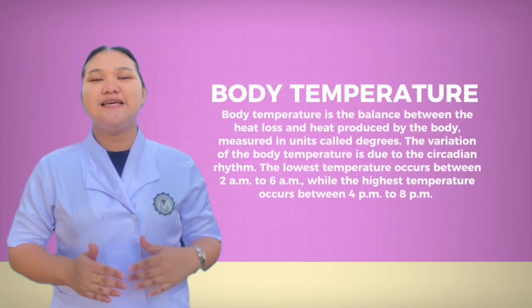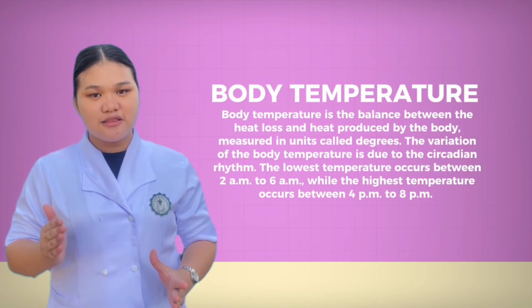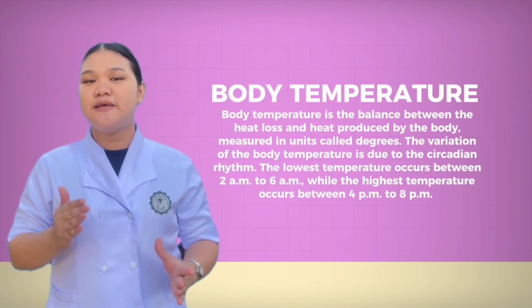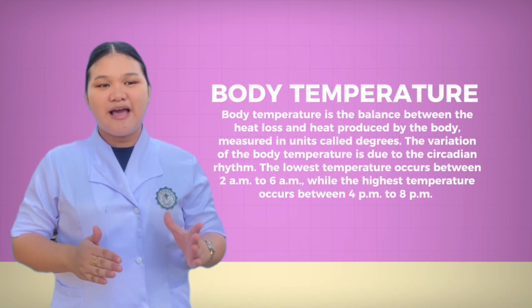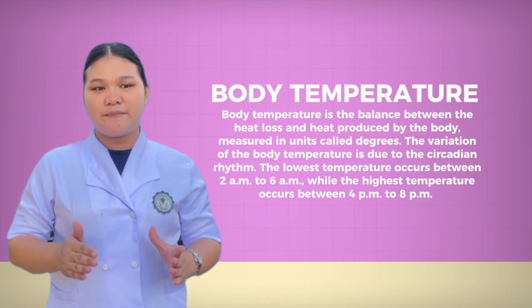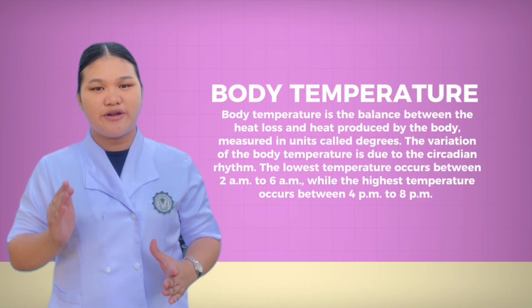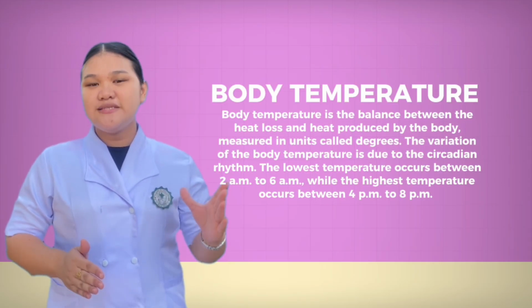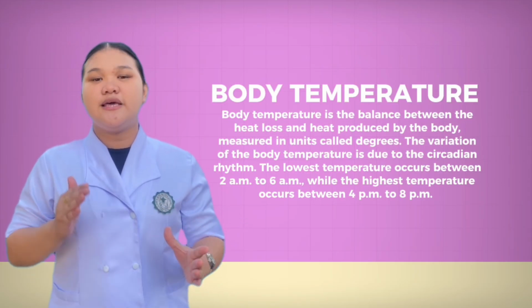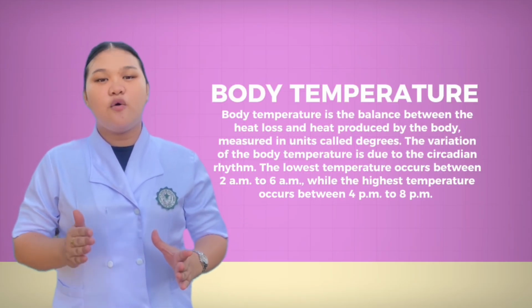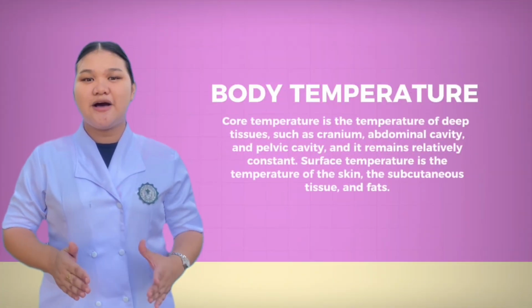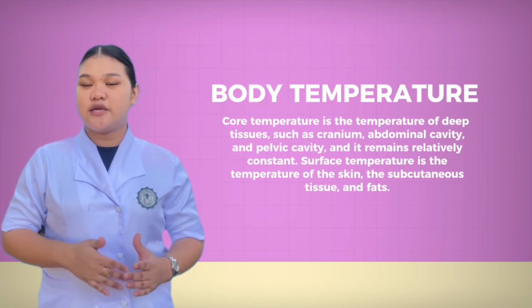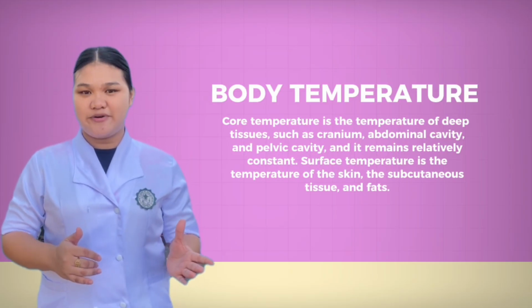Body temperature is the balance between the heat loss and heat produced by the body measured in units called degrees. The variation of the body temperature is due to the circadian rhythm. The lowest temperature occurs between 2 a.m. to 6 a.m., while the highest temperature occurs between 4 p.m. to 8 p.m.